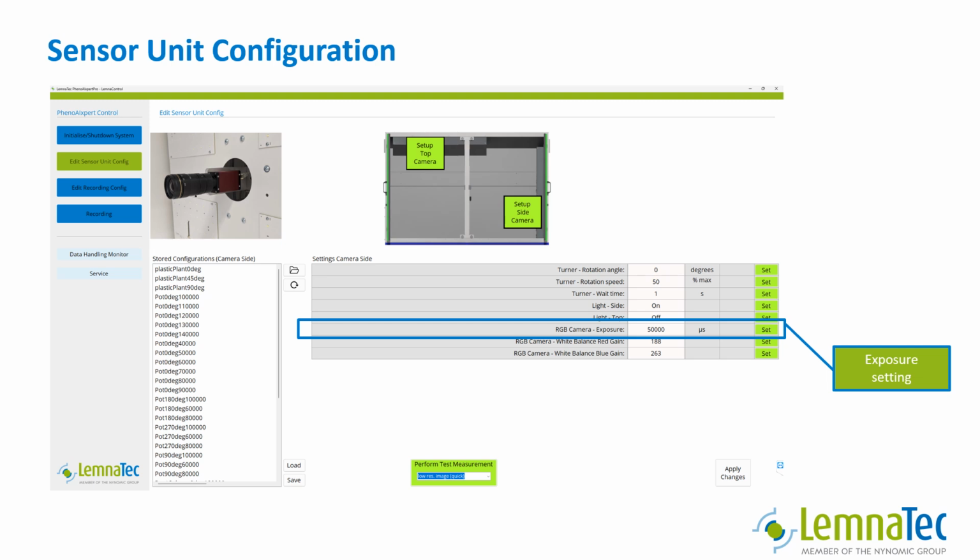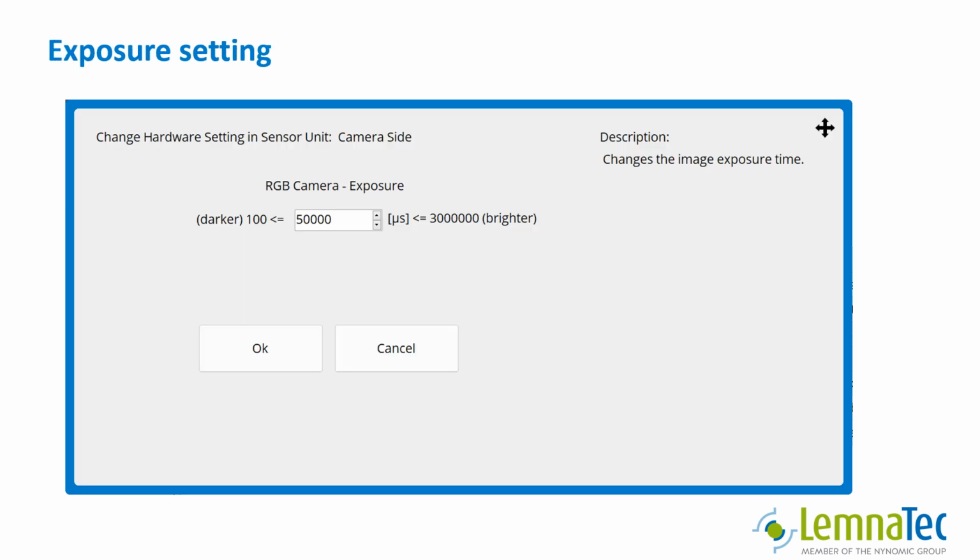How to change a setting? Let's have a look at the exposure. Let's set a different exposure value using the Set button. The exposure setting window opens. Here we can give the exposure time in microseconds. As an example, we switch from 50,000 to 60,000 microseconds.